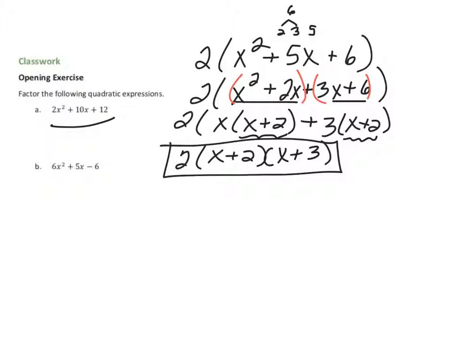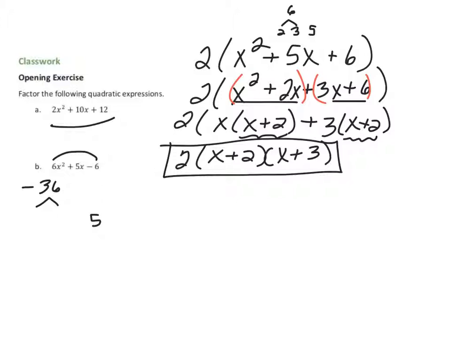Letter B, it looks like I can't factor anything out. So it's quite a bit harder. Again, if I look at my normal way that I've done this, if I multiply the two end numbers, first times last, I get negative 36. I want two things that multiply to negative 36 and add to 5. That's a lot of guessing and checking.